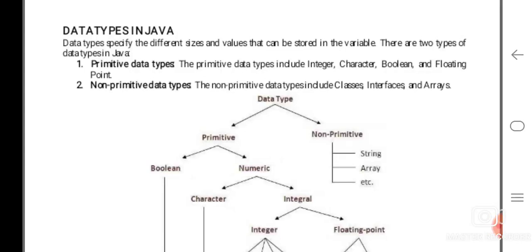Data types specify the different sizes and values that can be stored in a variable. There are two types of data types in Java. The first one is the primitive data types. The primitive data types include integer, character, boolean and floating point. The non-primitive data types include classes, interfaces and arrays.